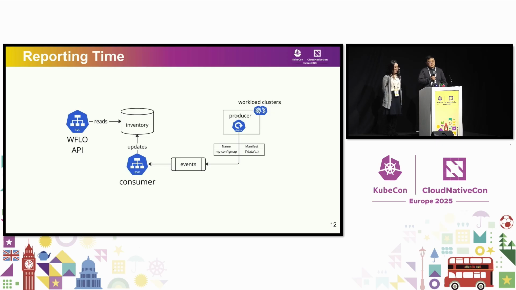And similarly, if a user deletes a config map, the event of type delete will be published into the message queue, and then the consumer will delete the record from the database.